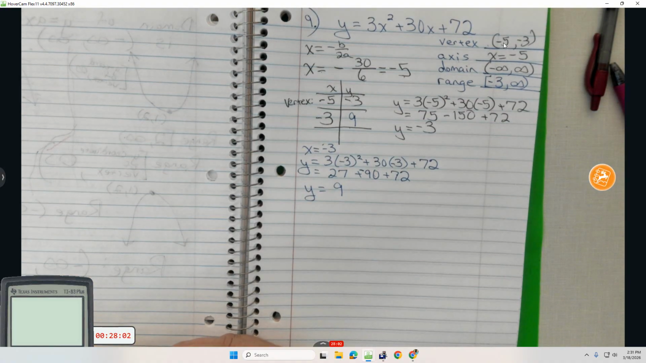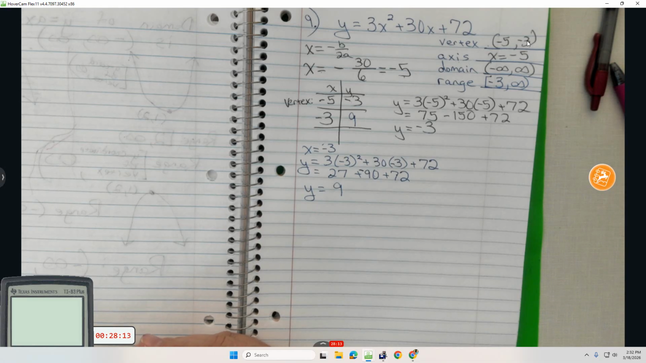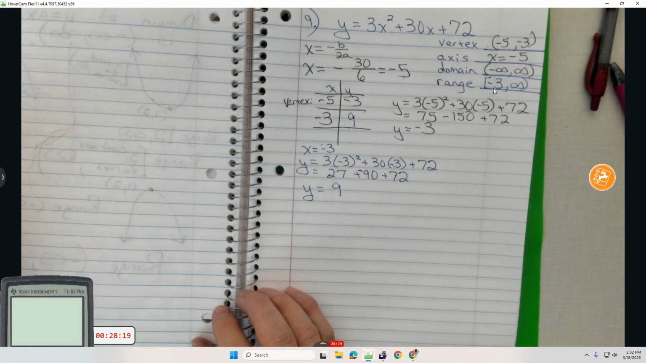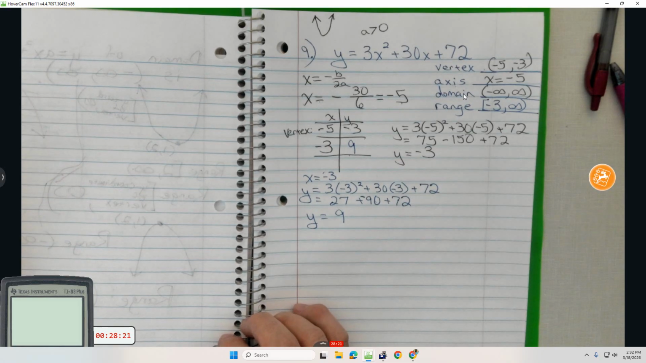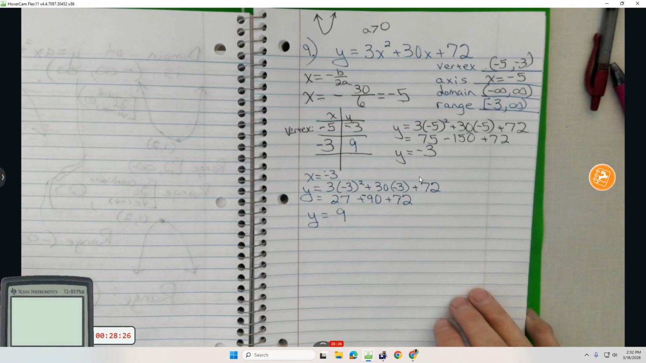A student asked me once, when you look at the vertex, is it true to say that the x value of the vertex will always be in the axis and the y value will always be in the range? That's what she asked, and what was my answer? Yes, that's true. Okay? Let's do number 8.